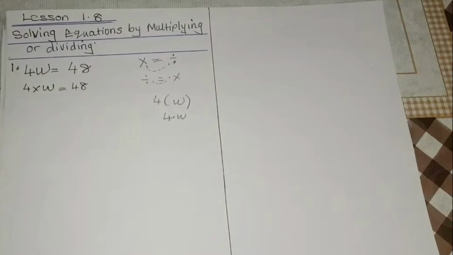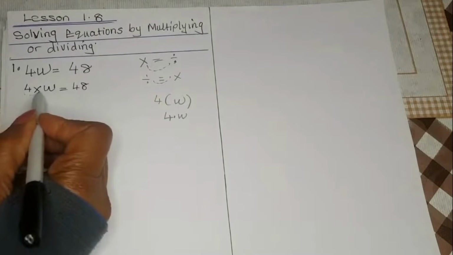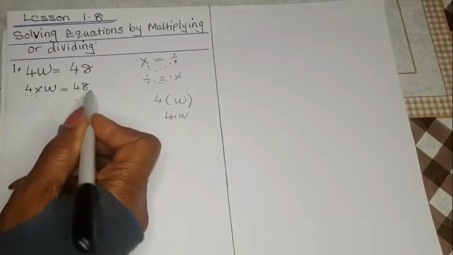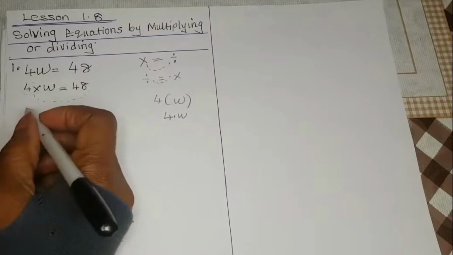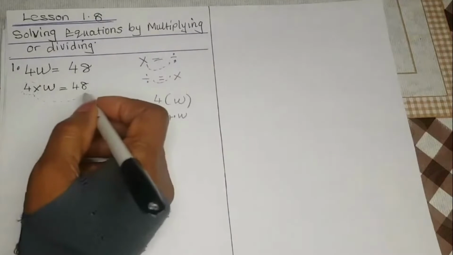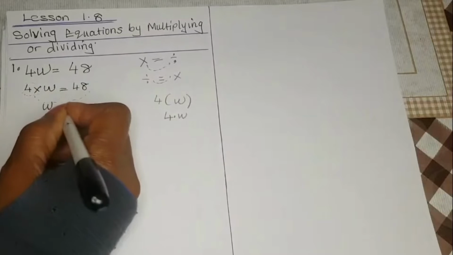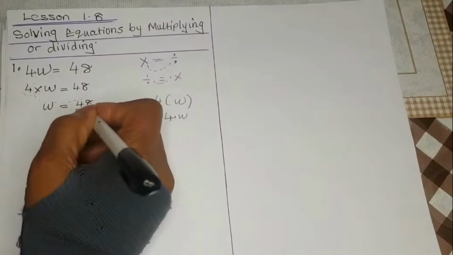4 is multiplying W, so we're going to move all of this over here. Okay? There are other methods of doing it. You can also divide by 4 here and divide by 4 here. It's okay. But when you move it, W will become 48 divided by 4.